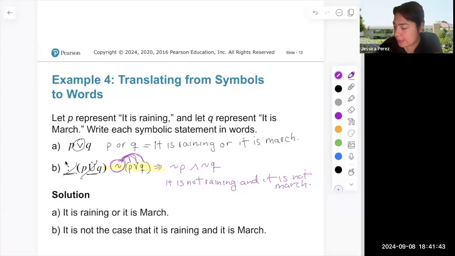So first let's fix this part, which is incorrect. Let's fix our solution, because the initial symbol on my slide was incorrect. So make sure that we fix our typo on the notes. We had a negation of a P or a Q. That means I'm going to negate the symbol and negate Q. So it is not raining and it is not March.